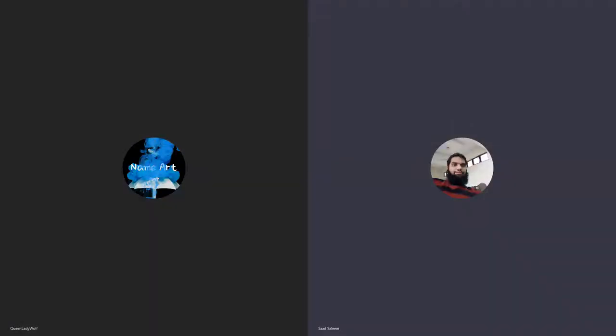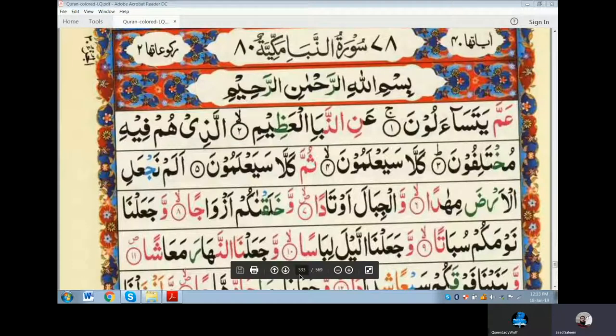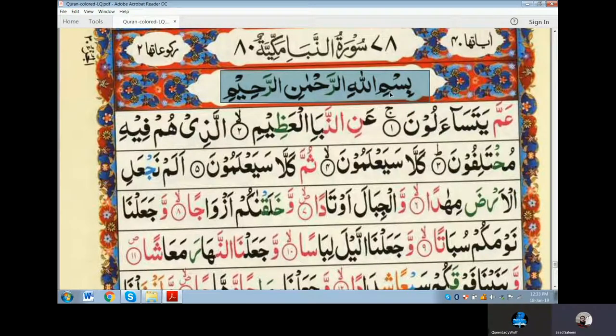Molecular pain number 533 on PDF. So first we will read this. Last time we learned how to read this line. So first I will read, then you will read.